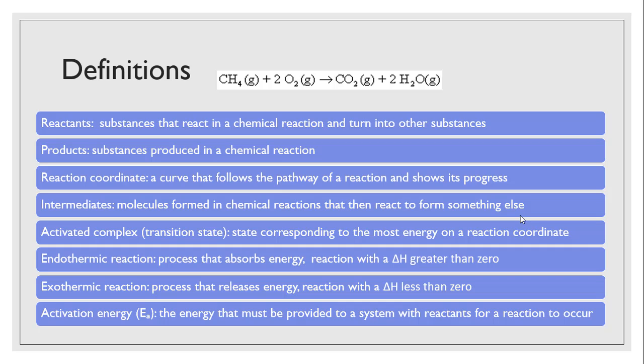The last thing that we need to know is the activation energy. Activation energy is also represented as capital E subscript A. The activation energy must be provided to a system with the reactants for a reaction to occur. So that's going to be the whole height of a curve, and that's just how much energy is needed for the process to really happen.